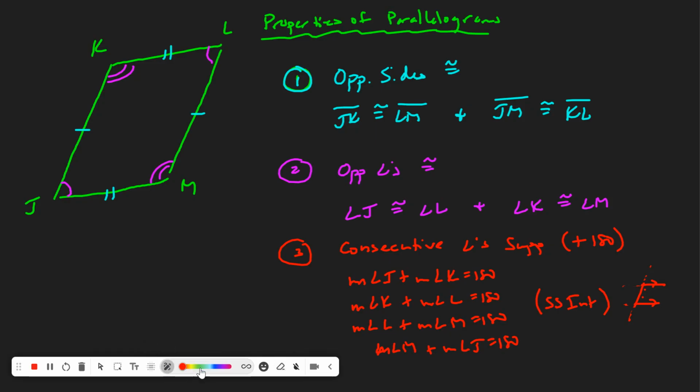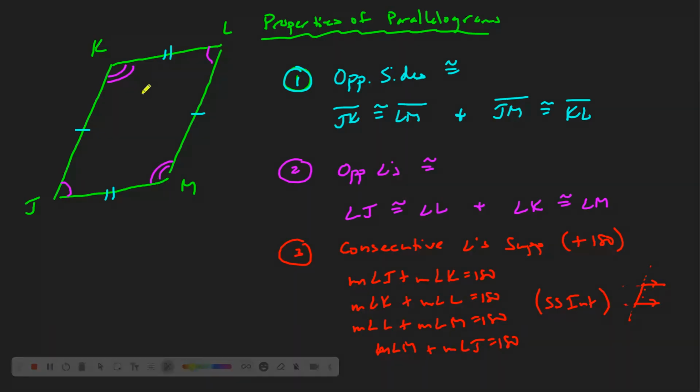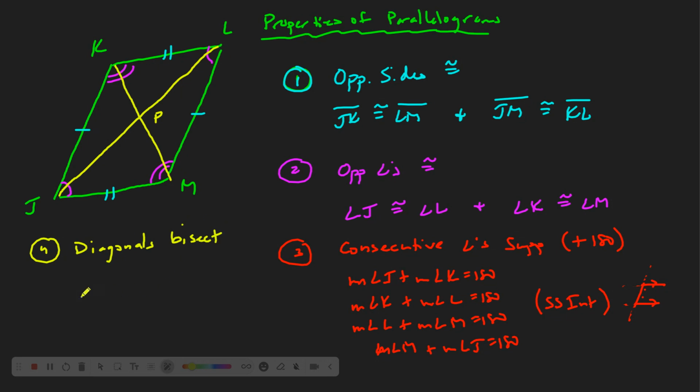Okay, and then last but not least, what if I draw in some diagonals? Now, diagonals go between the opposite angles, so I'll do my best. So J to L and K to M. And let's put their intersection point as point P. Well, in a parallelogram, the diagonals bisect each other. So we've got to remember bisect.